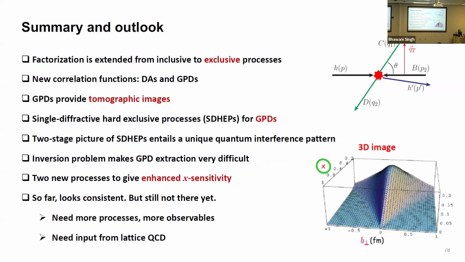So let's summarize here. We have seen that the factorization can be extended from inclusive to exclusive processes. And this factorization introduces new correlation functions called distribution amplitudes and generalized parton distribution functions. I have also told you that the exclusive processes are far less well studied than the inclusive processes. So, still a lot of effort is put into this field, and you should expect a lot of further new development to be carried out in the following years.